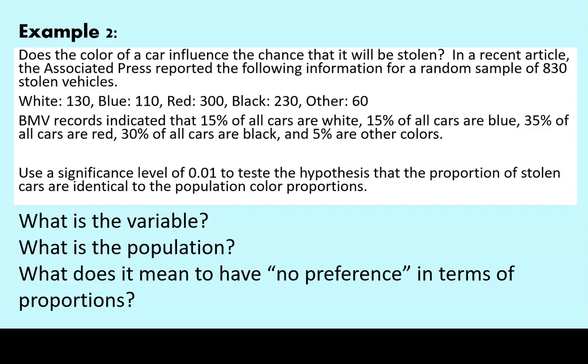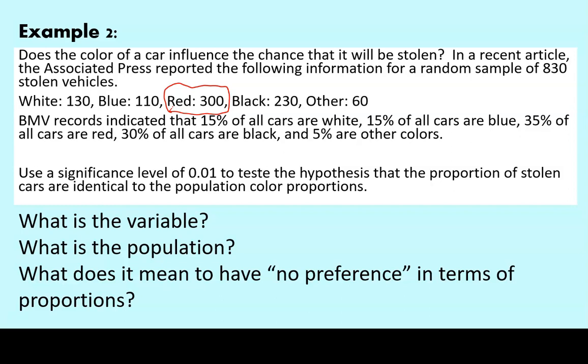All right, so example 2. Does the color of a car influence the chance that it'll be stolen? In a recent article, the Associated Press reported the following information for a random sample of 830 stolen vehicles. There were 130 white, 110 blue, 300 red, 230 black, and other is 60. So if we just look at this data, it looks like, wow, there's a lot more red cars stolen than any other color of car. So does that mean that red cars are stolen more often than other cars are?